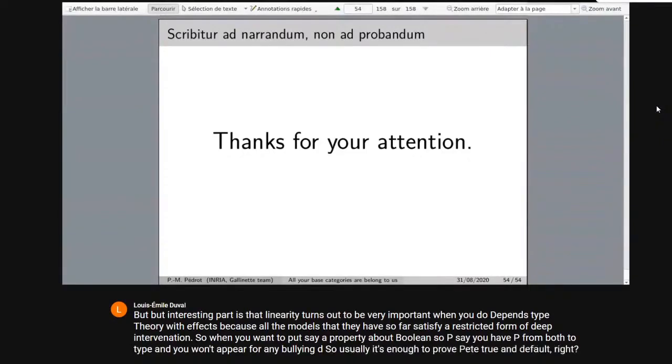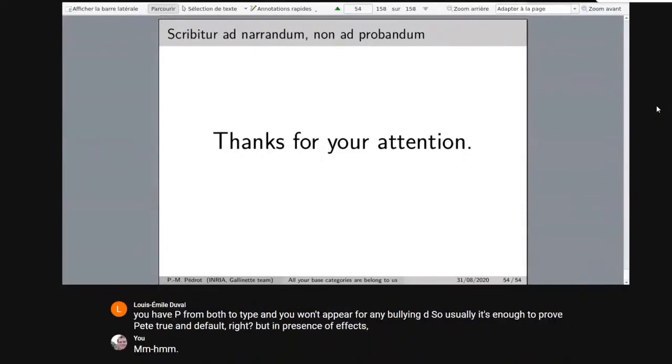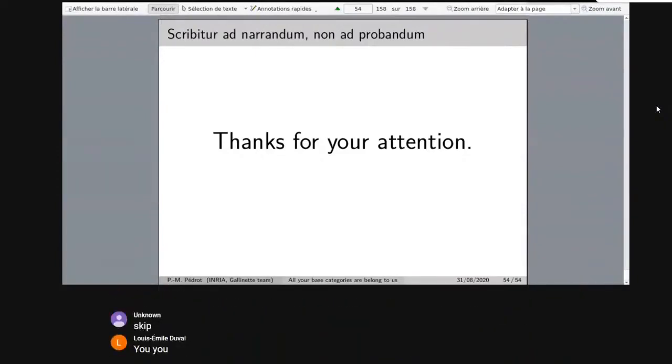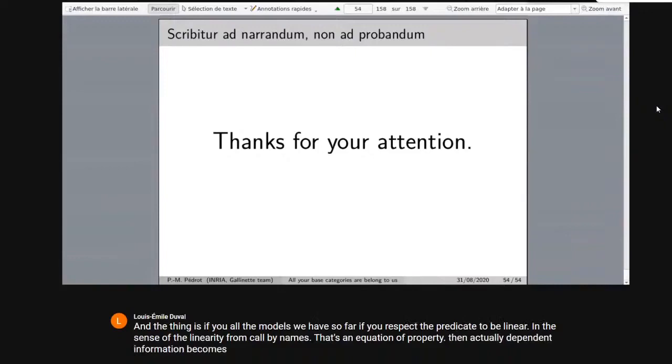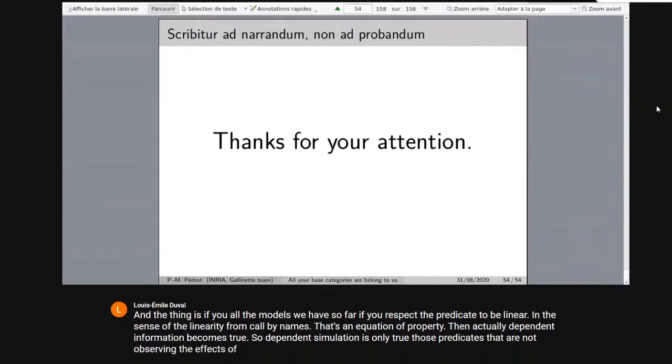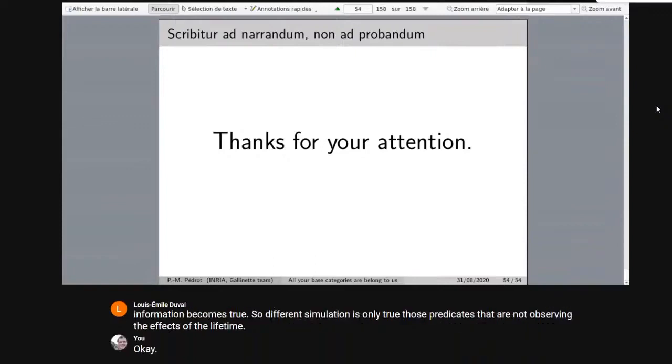But in the presence of effects, this is not true anymore. You need to restrict the rules. And all the models we have so far, if you restrict the predicate to be linear, in the sense of the linearity from call by name, so that's an equational property, then dependent elimination becomes true. So dependent elimination is only true for those predicates that are not observing the effects of the underlying term. Okay, great, that makes sense.